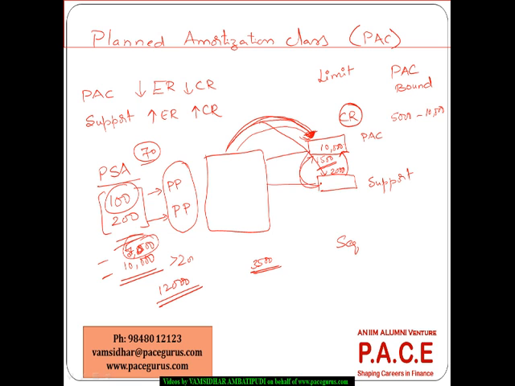Anything higher would be taken by the support tranche. So the support tranche is a high-risk group, because it is absorbing the extension risk as well as the contraction risk, right? The larger the support tranche, the heavier the protection that goes to the PAC tranche.